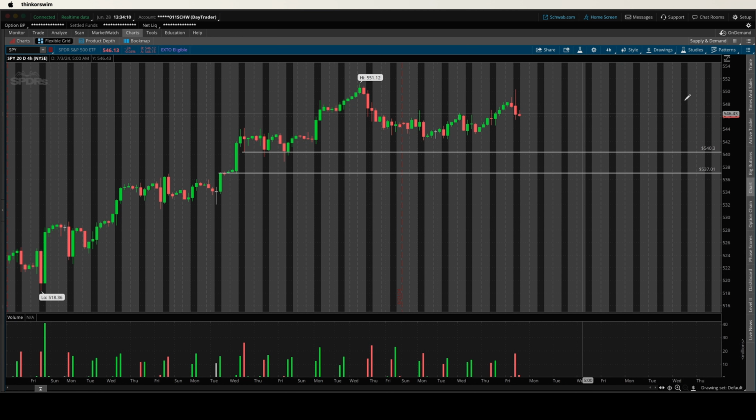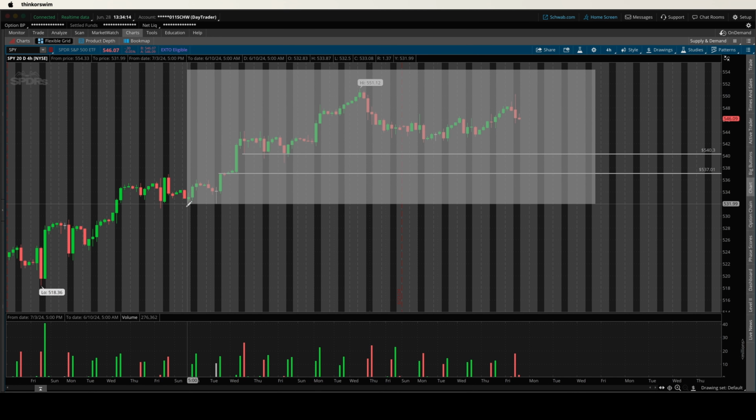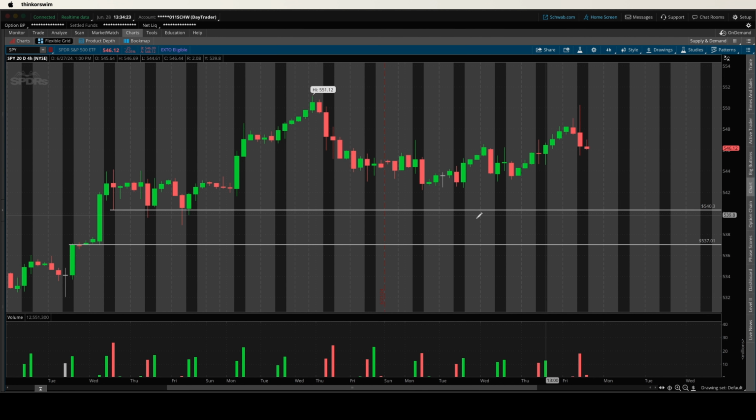This is where things for me get the most interesting. The 4 hour and the 1 hour is where I find the most amount of levels. And so I just zoom into, again, what's been happening in the past couple of weeks. As you might have seen, I zoomed into this corner on the right hand side. I mark out the all-time high right there.